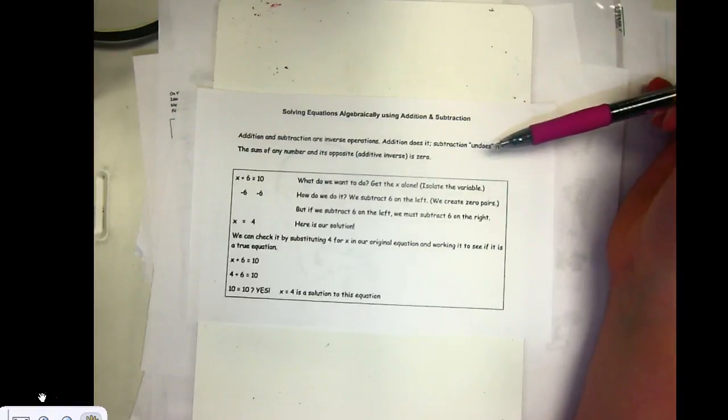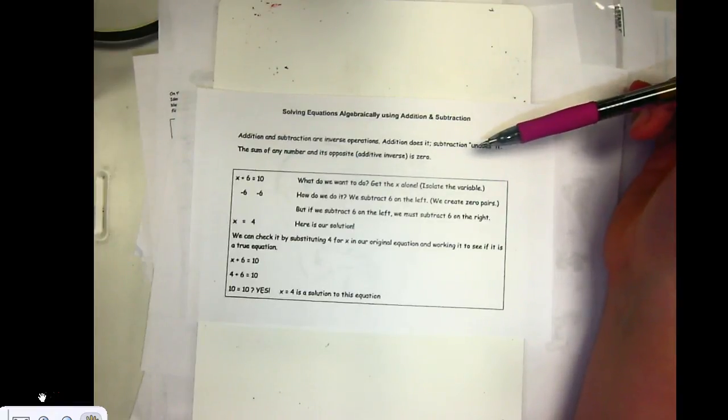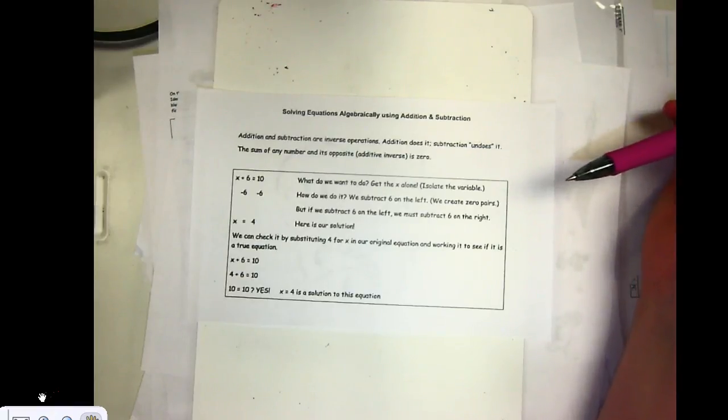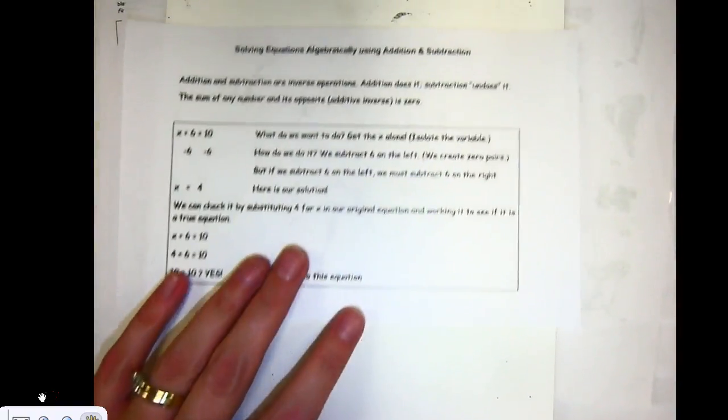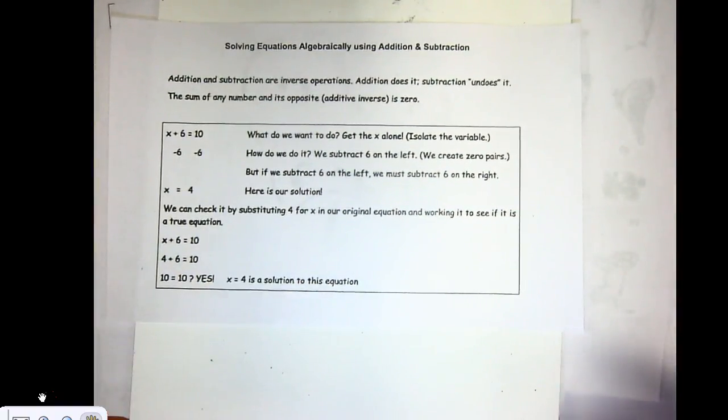So if I gave you $5, that would be like adding 5. And if I subtracted $5, that'd be like taking it back away. Okay? The sum of any number and its opposite is 0. That's that additive inverse property we talked about. Okay? Because of that property, we can use addition and subtraction inverses to solve an equation.